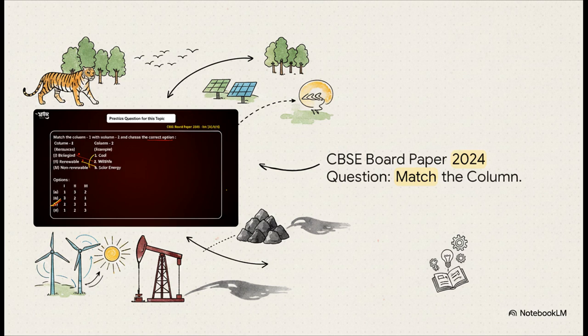Let's walk through it. First, we have biological resource. Well, bio means living, so that clearly matches with wildlife. Next is renewable resource, something we can get more of. Looking at the options, solar energy is the perfect fit. That leaves non-renewable, which is finite, and that has to be coal. So the correct sequence is I2, I3, and III1, which means option C is our winner. See? It directly tests if you know that classification chart.